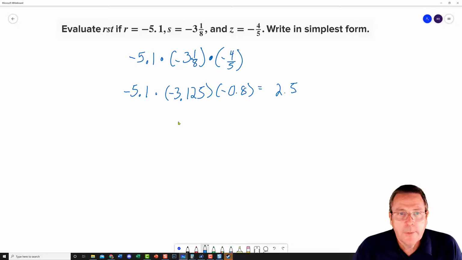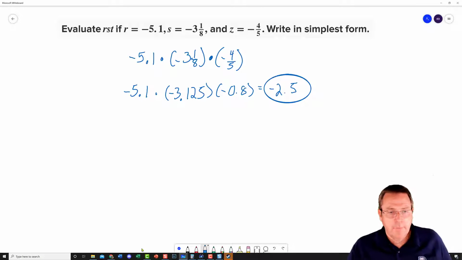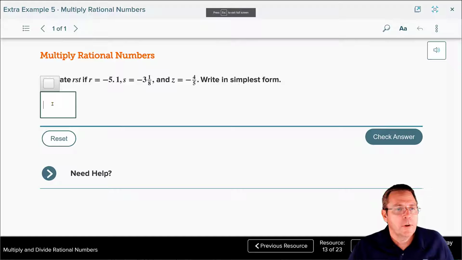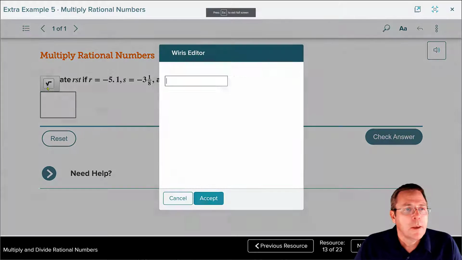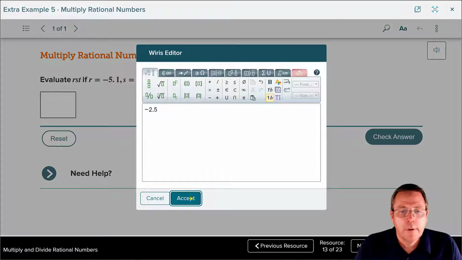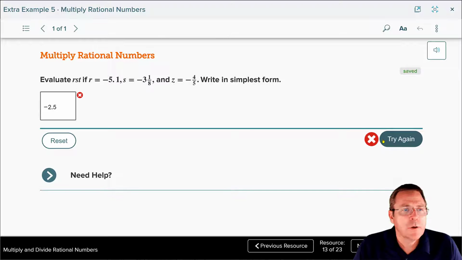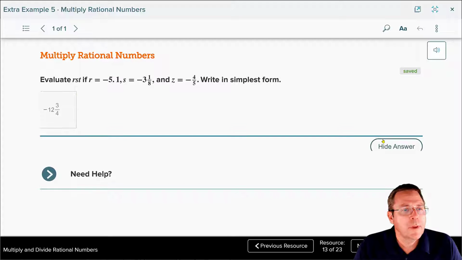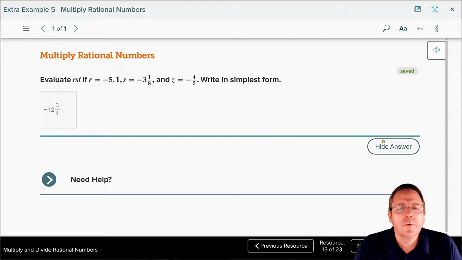But we also need to pay attention to our sign. A negative times a negative is a positive. A positive times a negative gives me a negative answer. I'm going to come back to my book here. I'm going to type in the answer, accept, and check our answer. Why are they saying it's wrong? Did they really? Oh, 2 3/4. Wonder what I did wrong. I'll have to check my work on that one.